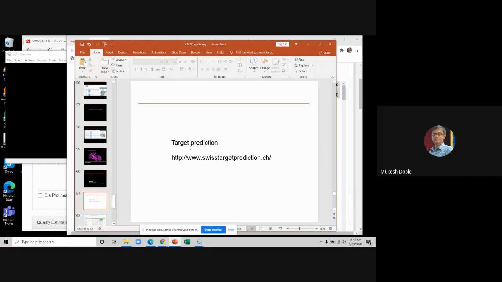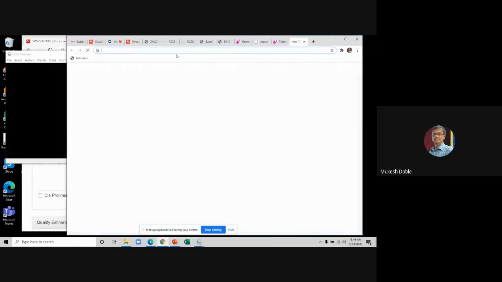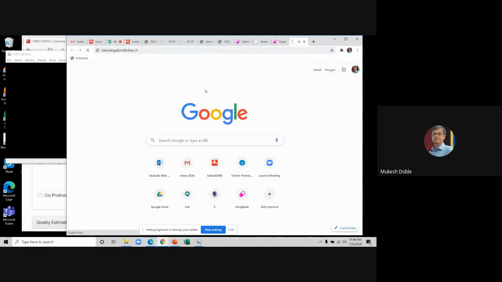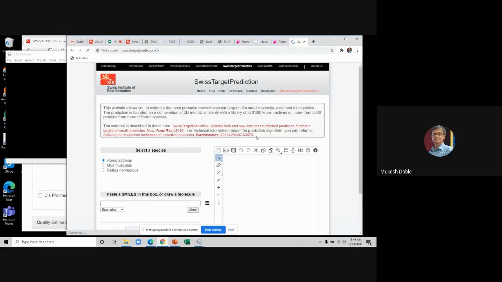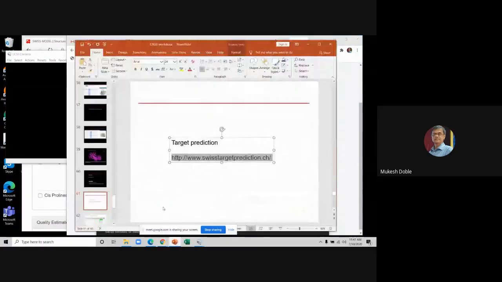Okay, so then there is another software that's called target prediction. That means if I give a molecule, what are the possible targets it may go and bind to? Okay, that's called Swiss target prediction. This is useful if I am looking at side effect profiling. So if the molecule goes and binds to too many targets, that means... So here I paste a SMILES notation, and it will give us the various possible targets.